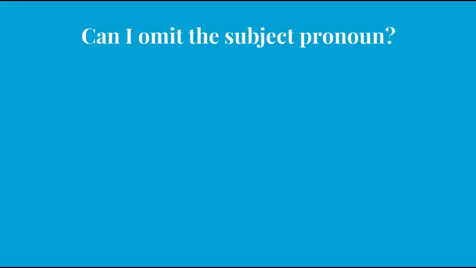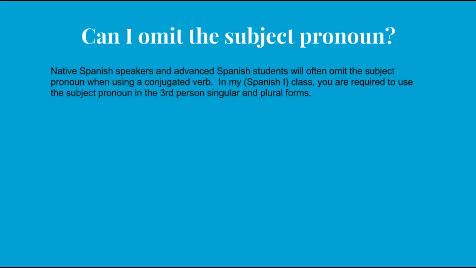A lot of times you'll hear native speakers omit the subject pronoun, so they'll say a conjugated verb, but they won't include the yo, tú, él, ella, usted, nosotros, vosotros, ellos, ellas, or ustedes with the verb. And that is perfectly fine if you are an advanced speaker or you've had lots of practice with the Spanish language. However, I have a rule for my classes, especially in Spanish 1 when you're first starting out, that I need you to always use the subject pronoun or just your subject in the third person singular and plural forms.